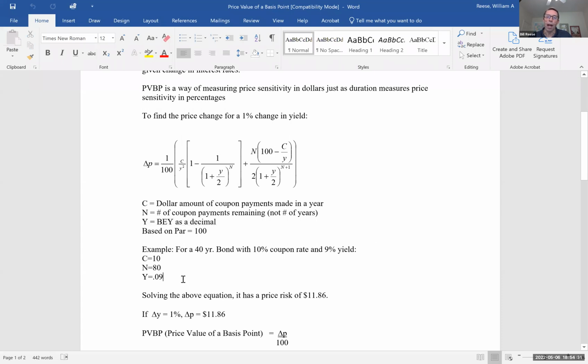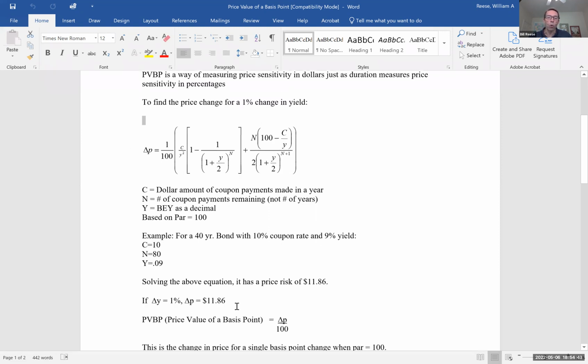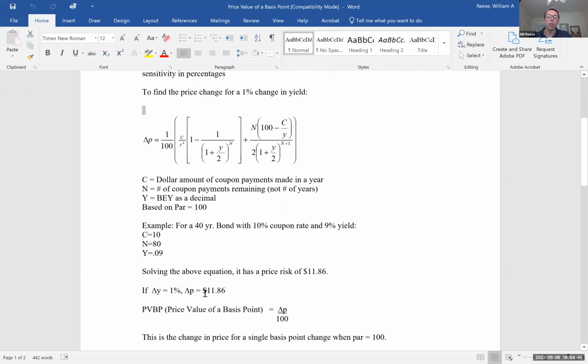So it's 0.09. If you plug 10, 80, and 0.09 into this formula that we've got up here, what you're going to end up getting is that delta P is going to be $11.86.